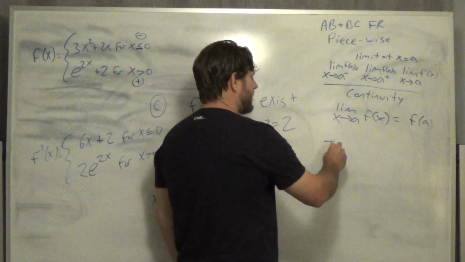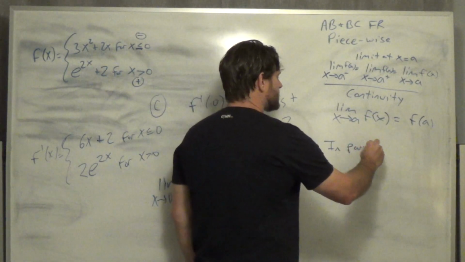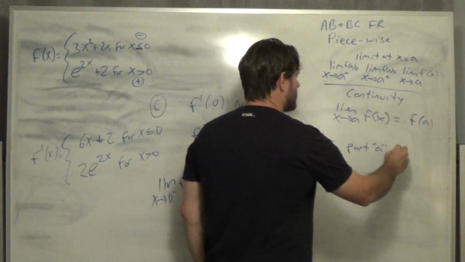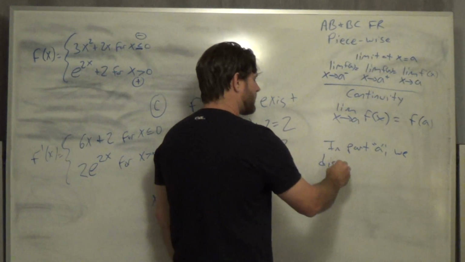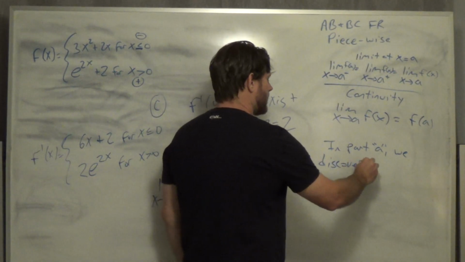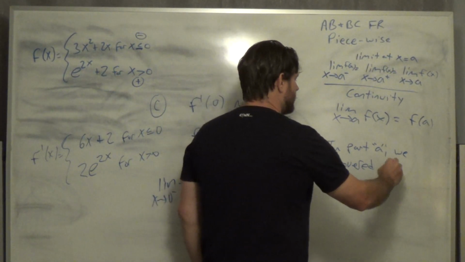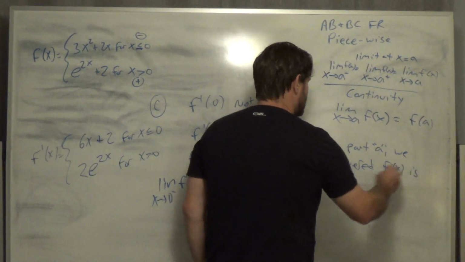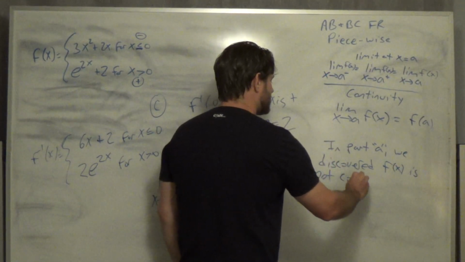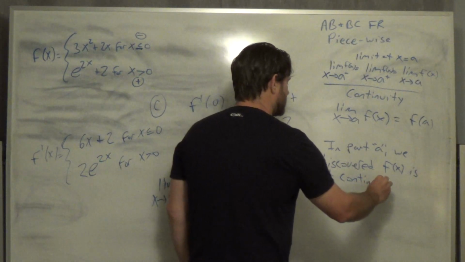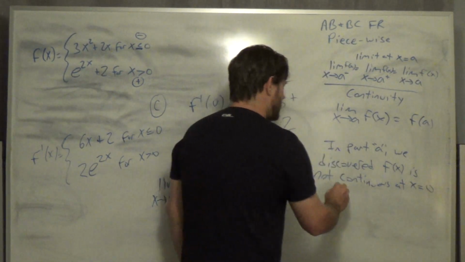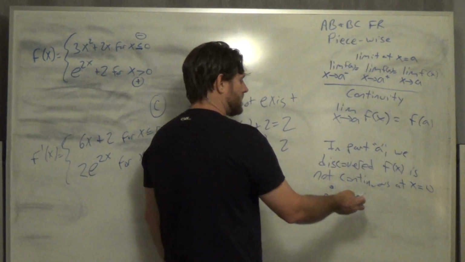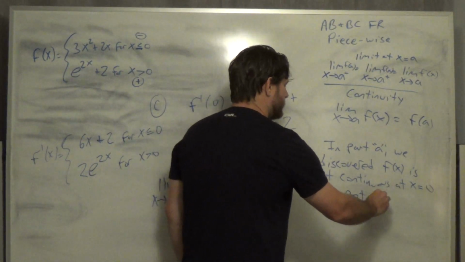So I would say in part A, we discovered, wow, I'm writing a book. I don't even know why I'm writing all this stuff. That f of x is not continuous at x equals 0. Therefore, it's not differentiable.